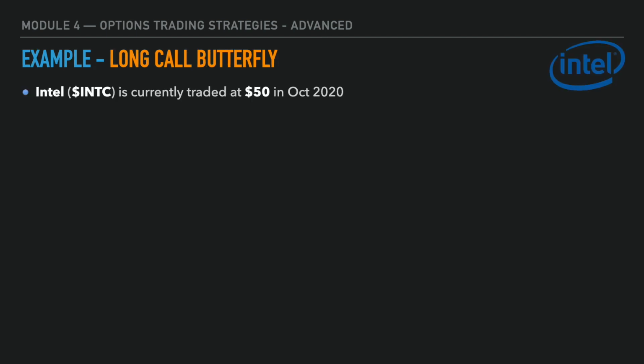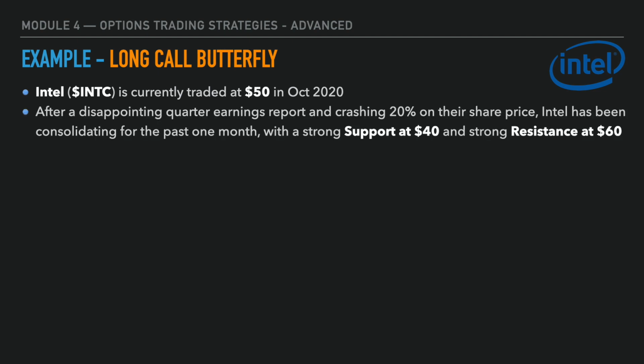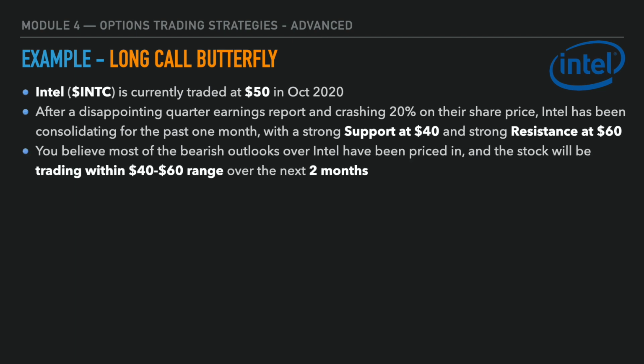Alright, now let's do a case study and see how exactly a long call butterfly can help us in our options trading. Intel is currently trading at $50 per share in October 2020. After a disappointing quarterly earnings report and crashing more than 20% on their share price, Intel has been consolidating for the past one month, with a very strong support at $40 and a strong resistance at $60. You strongly believe most of the bearish outlooks on Intel have already been priced in, and the stock will be trading within the $40 to $60 range over the next two months. You want to make some quick profits from this potential short-term ranging market.